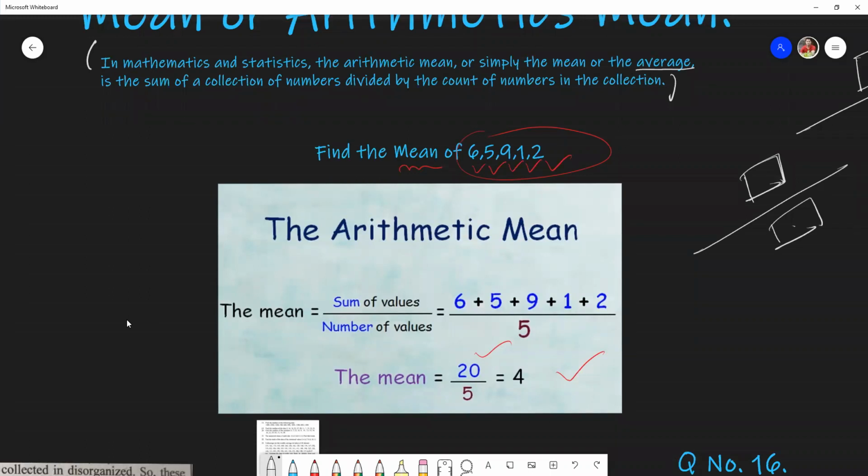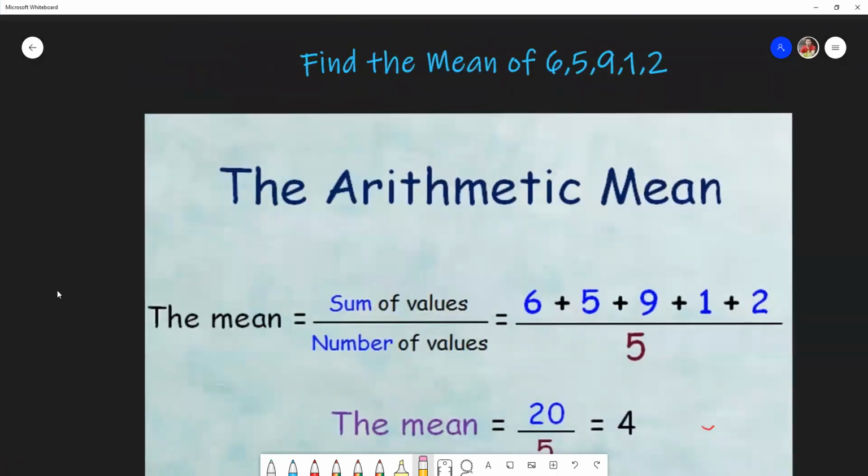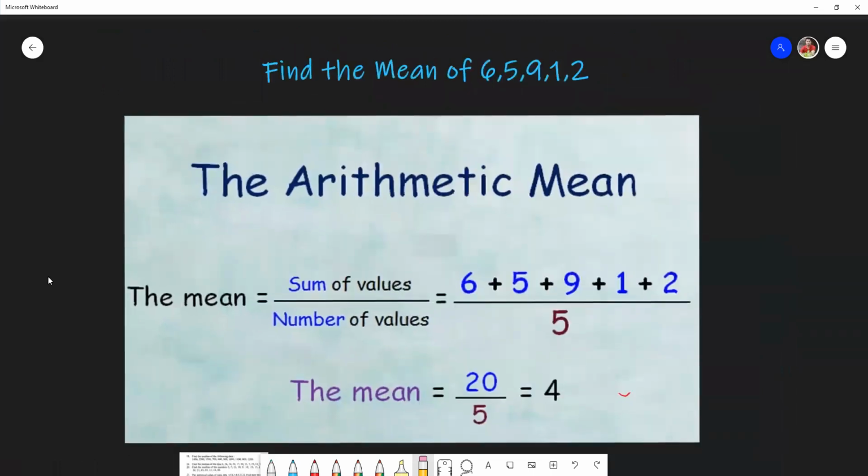There are a total of 5 numbers. I think it's small. Wait, let me zoom it now. Is it now okay? Okay, now complete here. Find the mean of 6, 5, 9, 1, 2. Yes, find the mean of 6, 5, 9, 1, 2. Five numbers are given here, and the math solution is already given here.